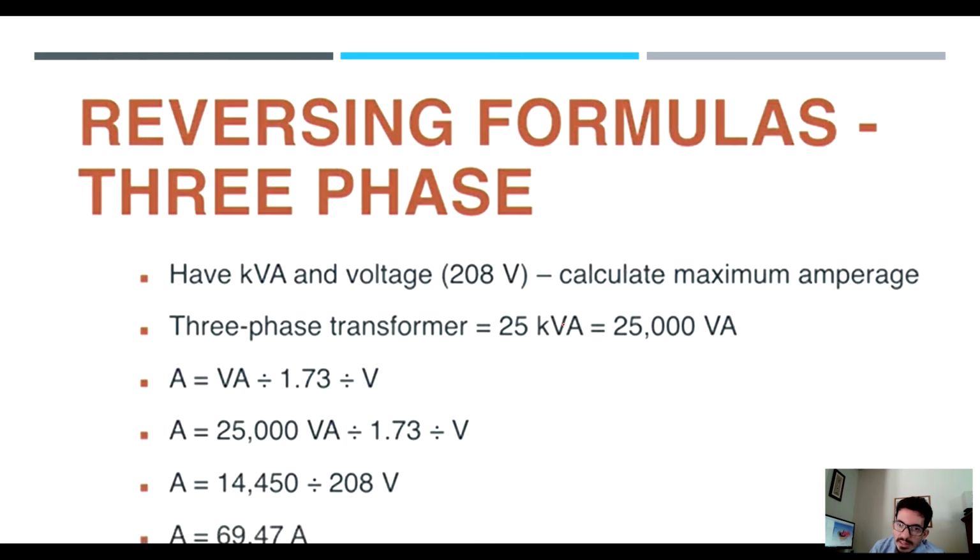For three-phase it is exactly the same, except now you have to use the square root of 3, or the 1.73 factor. Say the example says that you have a 25 kVA transformer with a voltage of 208 volts, three-phase. Calculate the maximum amperage. We know that 25 kVA is 25,000 volt-amperes. And if you want to find the amperage, you simply do VA divided by 1.73, divided by voltage. This is the VA from the transformer.